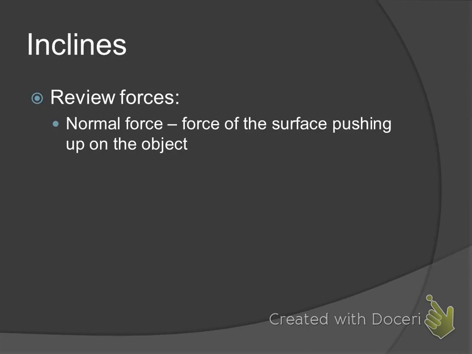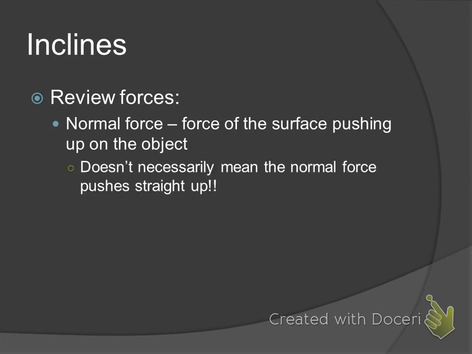And so far, we've dealt with things that are on a flat surface, which has made our normal force go where? Up. It goes straight up into the air so far, because everything we've dealt with is on a flat surface. But we need to shift our thinking a little bit to understand that if our object is on an incline, our normal force doesn't necessarily go straight into the air. We need to think of it now as perpendicular to the surface.